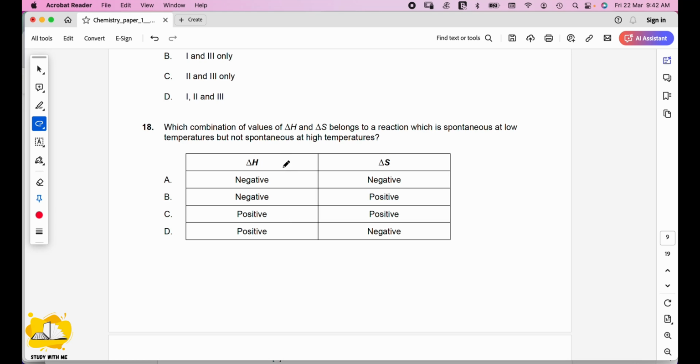And for number 18, which combination of values of delta H and delta S belongs to a reaction which is spontaneous? So for spontaneous, delta G should be negative. And you know the formula for delta G, delta H minus T delta S. So if this one is negative and this one is negative, you guys will get this negative. That's why the answer will be A.